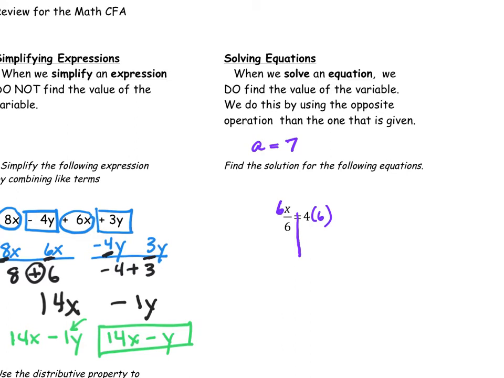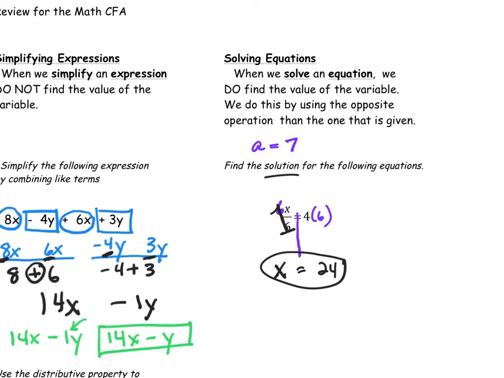What that accomplishes is I'm able to cross these out, cancel them out, or in other words, there's a 1 here, and that leaves x. And on the other side, 4 times 6 is 24. So my solution is 24.